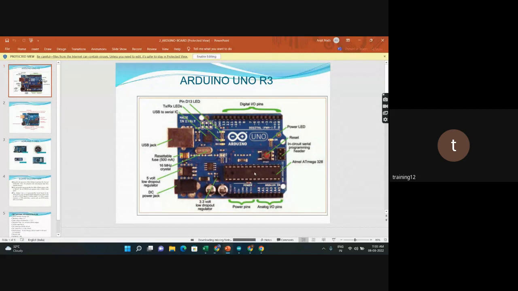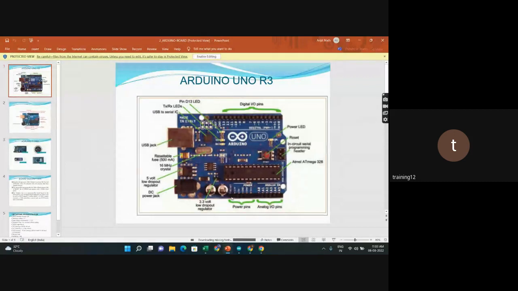I have already told about it in the previous PPT. So this is the reset pin. You can reset the program which you have written in the Arduino platform with this pin. Then the power LED: if you give power to the Arduino board, then the power LED also lights up. So these are the power pins.